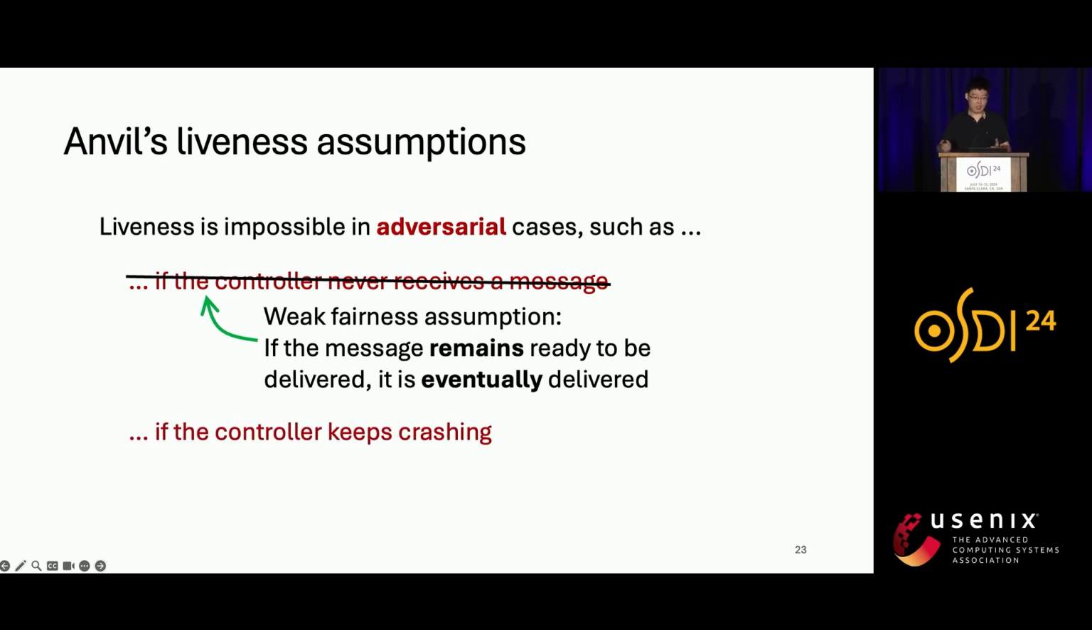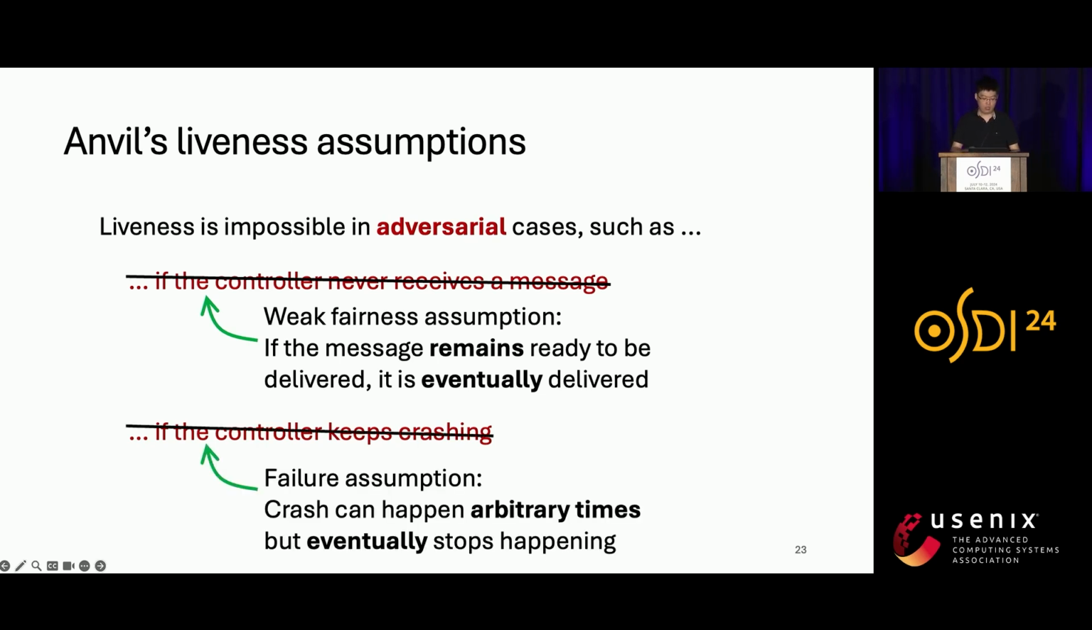And another adversarial case is that the controller keeps crashing right after restart, and then it also has no way to make progress. And here we use another assumption saying that a crash can happen arbitrarily many times, but eventually it stops happening. And note that this assumption does not pose any limit on the actual number of crashes that may happen. So in this model, the controller can literally crash hundreds or thousands of times, but it should still be able to get back to the state reconciliation path after the crash.